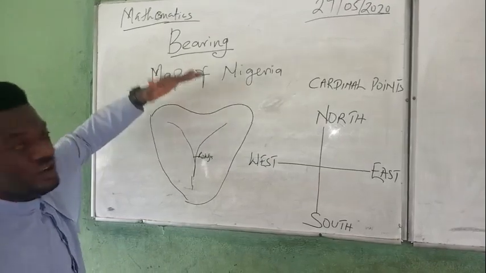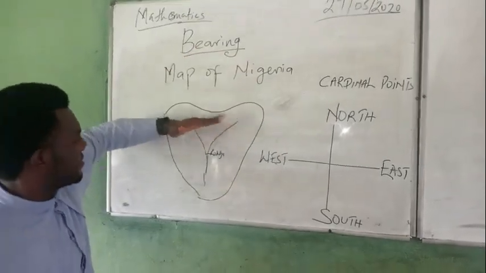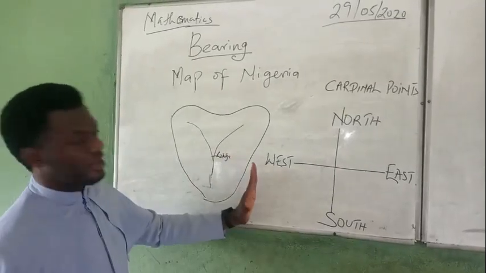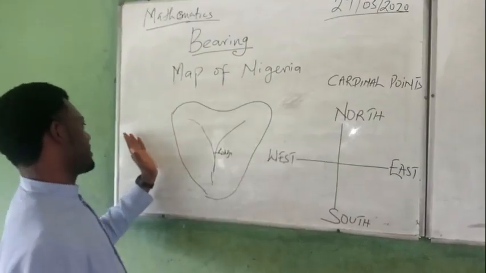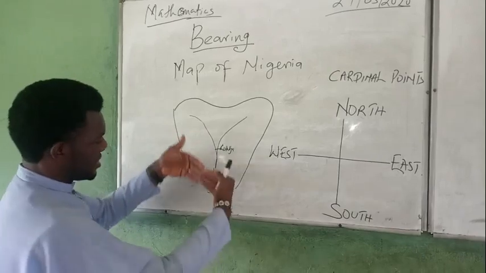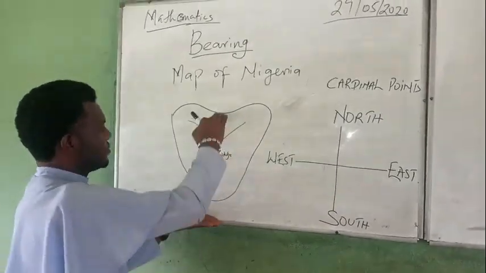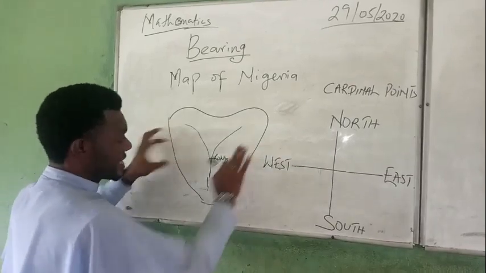Here is considered as the northern part of Nigeria. Here is normally considered as the east. Here is normally considered as the west. Here is normally considered as the south, the down part. South, north, south, west, and east.